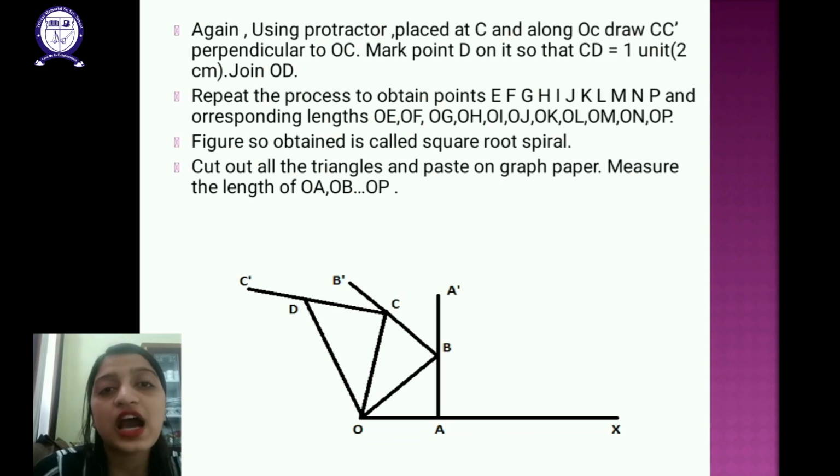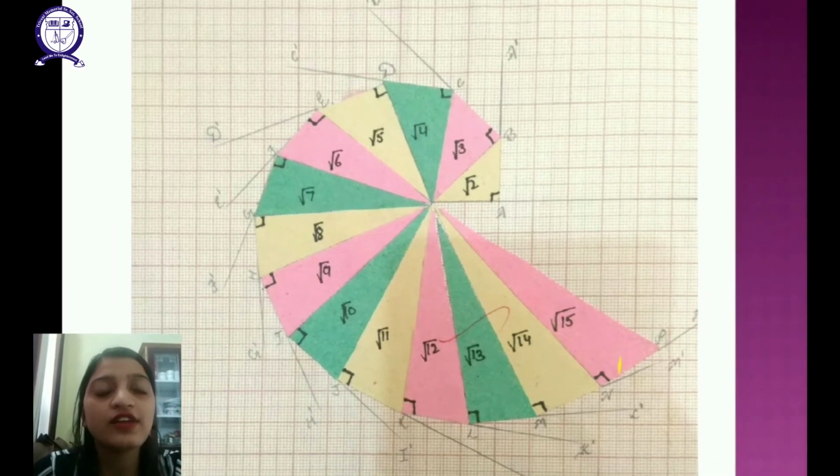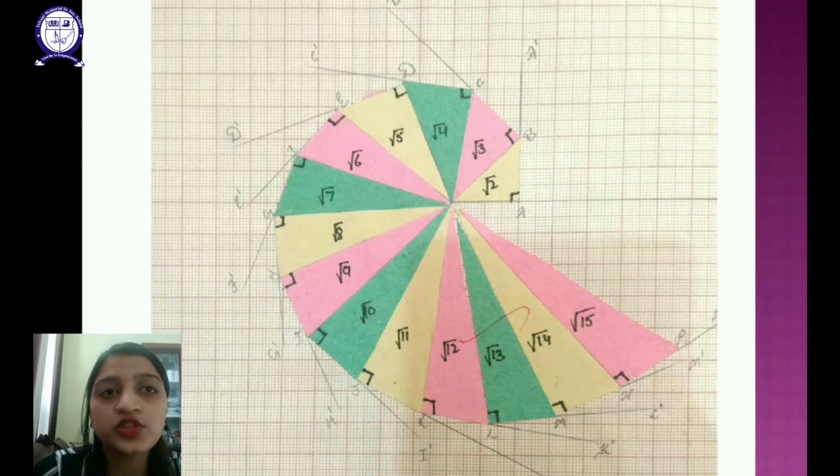Similarly, we will get the last line, OP, as under root 15, because we are taking the square roots of 1 up to 15. So it will be root 1, root 2, root 3, root 4 up to root 15. So this is the figure. After cutting and pasting, you can use different color sheets also. After cutting and pasting, we will get a figure like this. You can see that in this figure I have got a square root spiral.